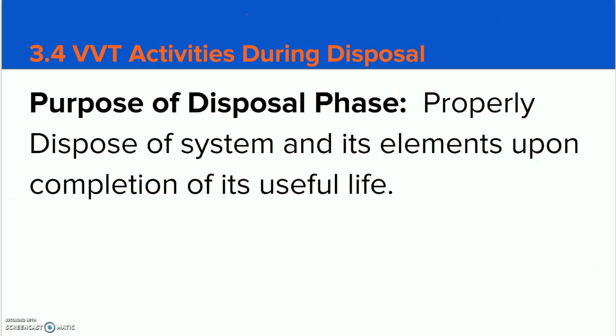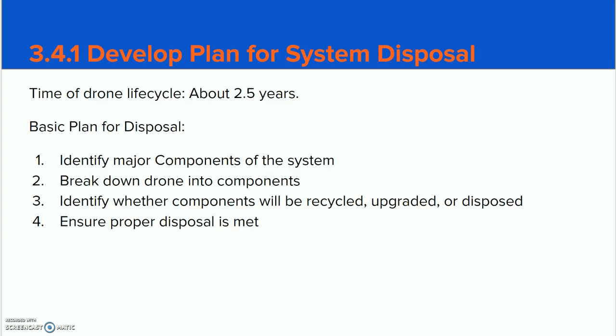On the VVT activities during disposal, the purpose is to properly dispose of the system and its elements upon completion of its useful life. The life cycle of our drone is about 2.5 years. Our basic plan for disposal consists of 4 steps. First, we will identify the major components of the system. We'll break down the drone into components. We will identify whether the components will be recycled, upgraded, or disposed. And finally, we will ensure that the proper disposal is met.